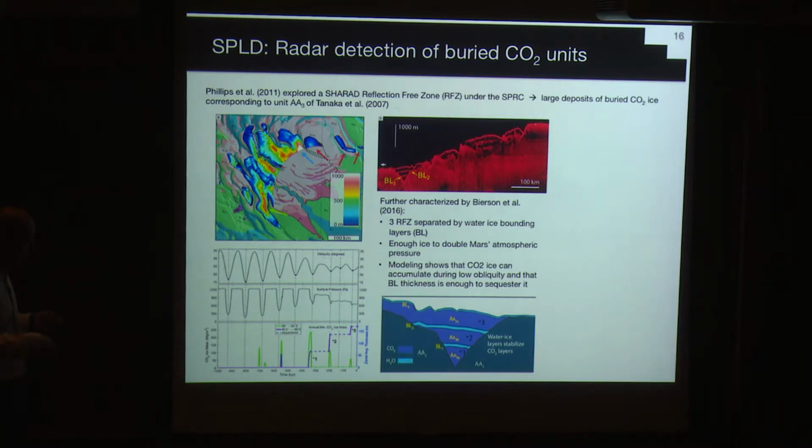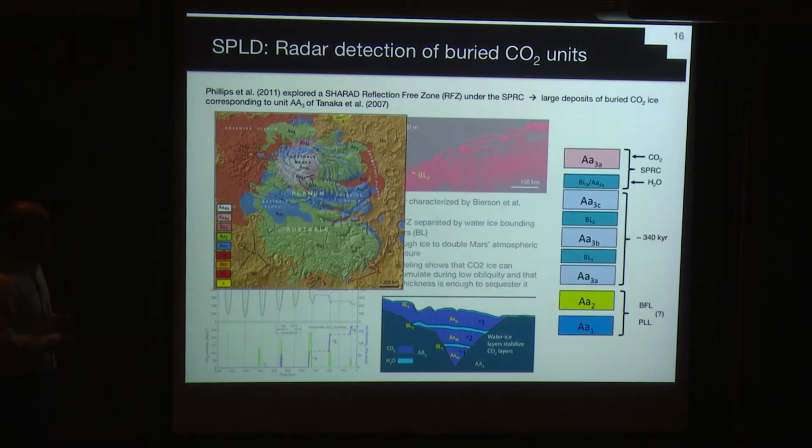And the second thing that they showed is that when you have these bounding layers, which are the water ice layers, when you have them be as thick as they had found them to be in the radar, it is able to sequester and kind of protect the CO2 from sublimation. They didn't find how these bounding layers were formed to begin with, but they found that this scenario can exist. And so they subdivided this AA3 unit into 3 CO2 units and 3 water ice bounding layers.